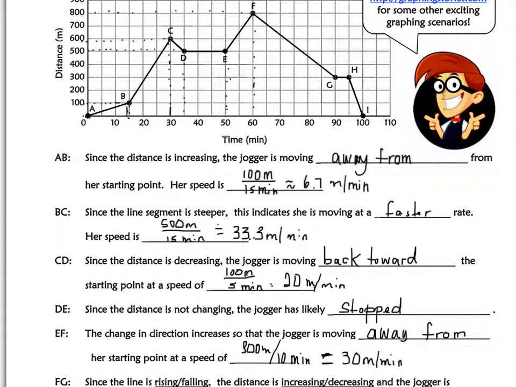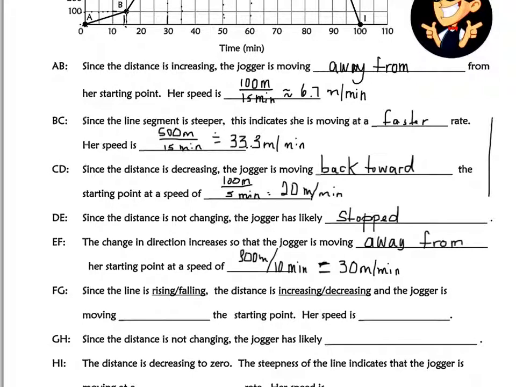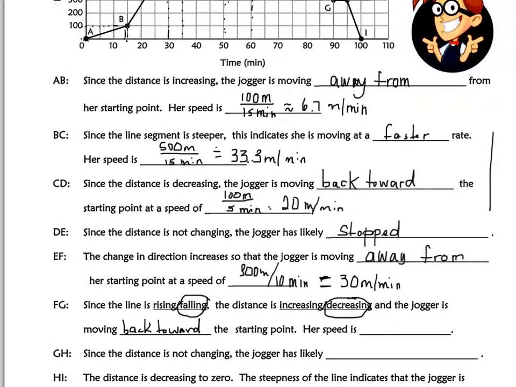So if we go back again and look at segment FG, the distance is decreasing again, and the question we're being asked, since the line is in this case falling, the distance is decreasing, and the jogger is moving toward the starting point. So back toward the starting point, and the speed, I have to go back up to the graph again.